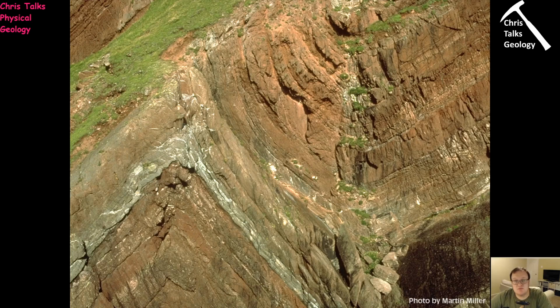Okay, so I think we can probably pick out the features. So there we have an anticline. Now remember, anticline, oldest rocks in the middle, youngest rocks on the outside. So these rocks down here in the core of the anticline, they're going to be the oldest, and these rocks on the edge here, they're going to be the youngest. Then we have the syncline up here.